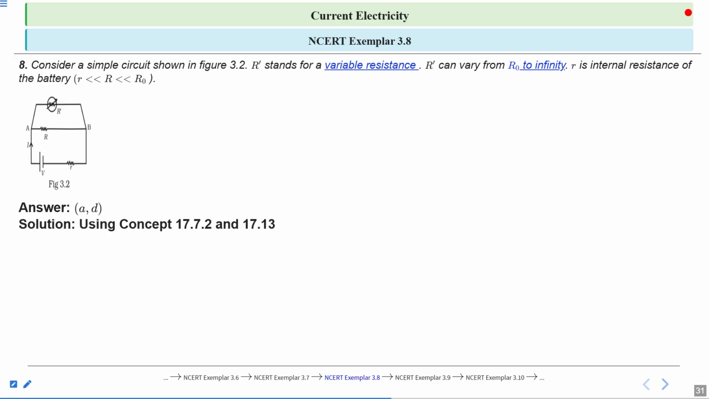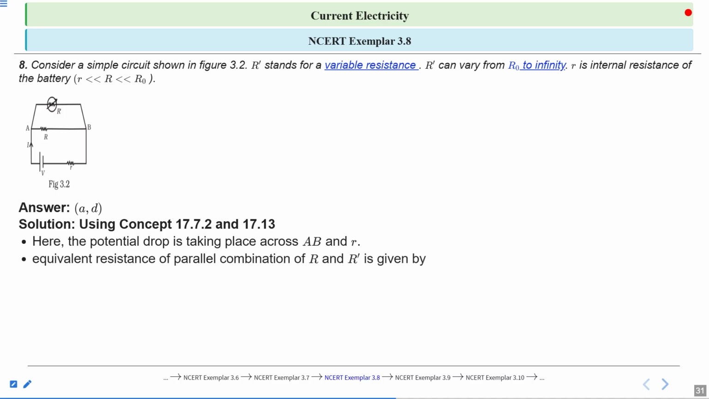So the correct options are A and D, using concepts 17.7.2 and 17.13. Here the potential drop is taking place across AB and R. Both R dash and R are connected in parallel, so the potential across AB is the same for both resistances. Potential drop is happening across points AB, and secondly at the internal resistance small r.